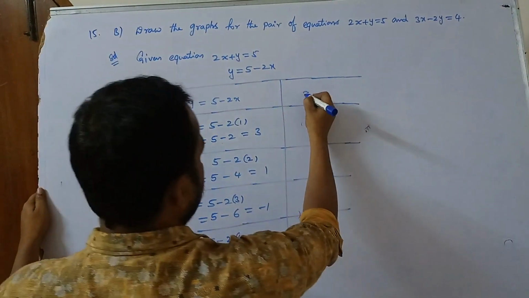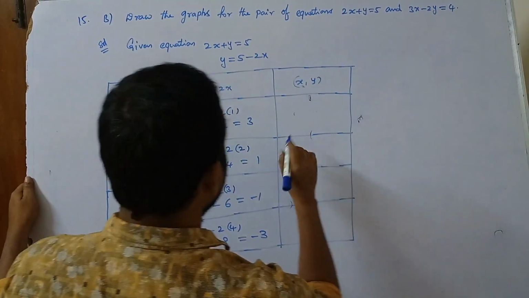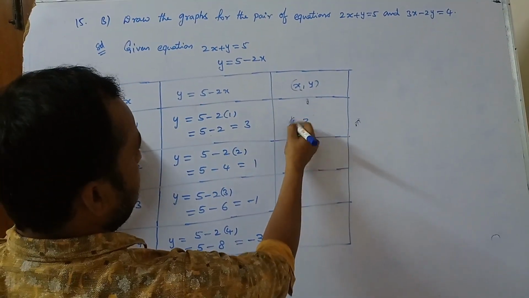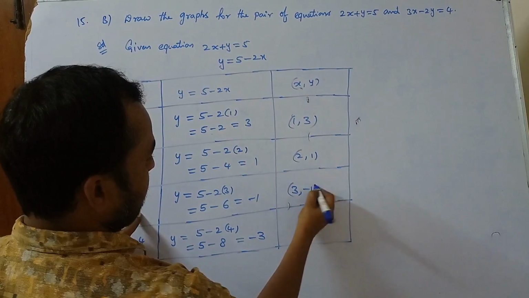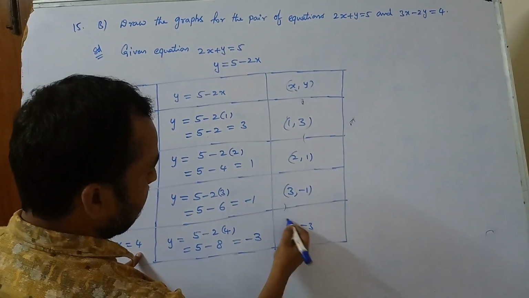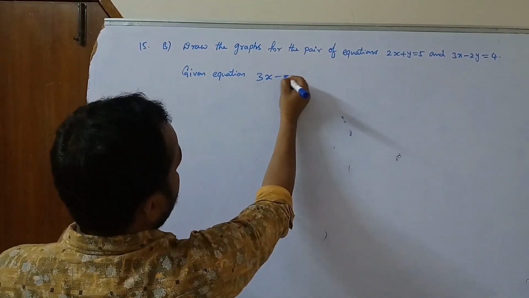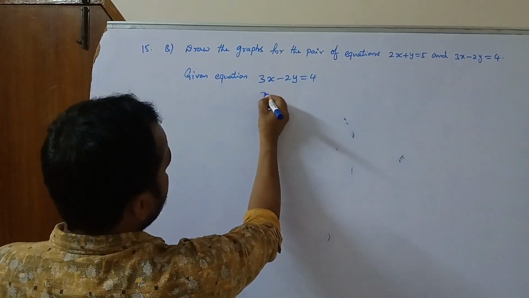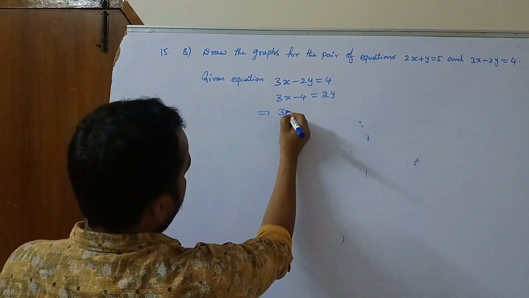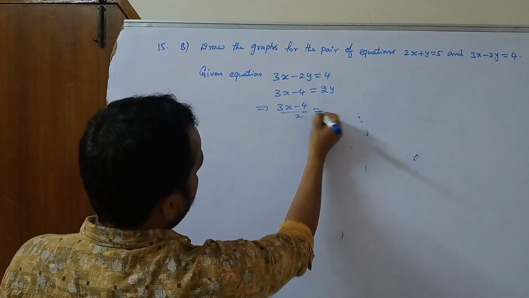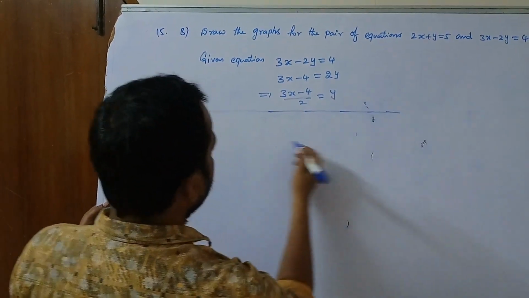Now, x comma y: x value 1, y value 3, x value 2, y value 1, x value 3, y value minus 1, x value 4, y value minus 3. Next, go to the next table. Second equation, 3x minus 2y equals 4. Take 3x to this side minus 4, minus 2y to this side plus 2y, so 3x minus 4 equals 2y, take 2 to the other side, y equals 3x minus 4 by 2. Now, the table for the second equation.